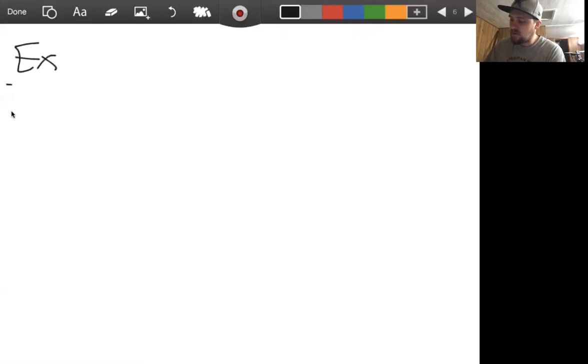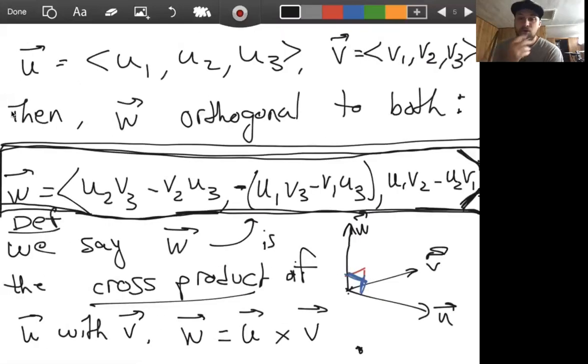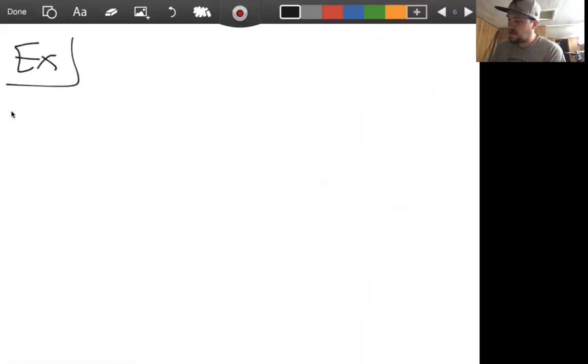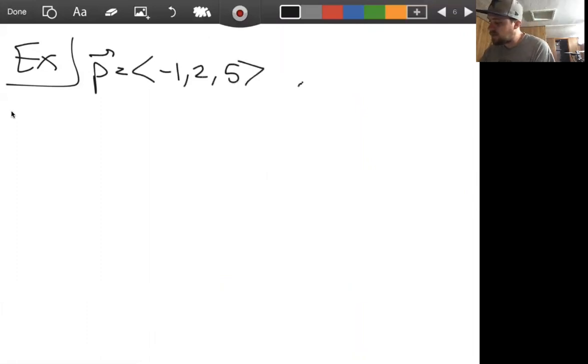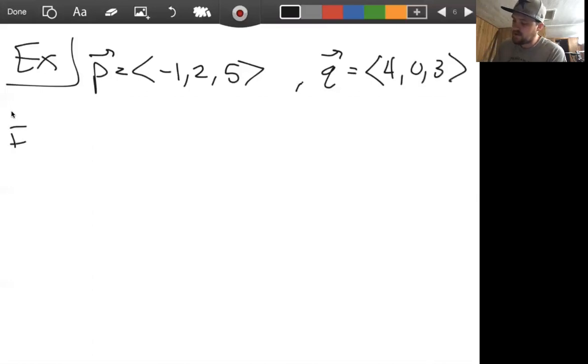Let's, as always, once we learn a new definition or a new operation, put this to use so we can see how we actually use this. What do we learn from this? So let's let P be the vector -1, 2, 5, and Q be the vector 4, 0, 3. Now let's find the cross product P cross Q.